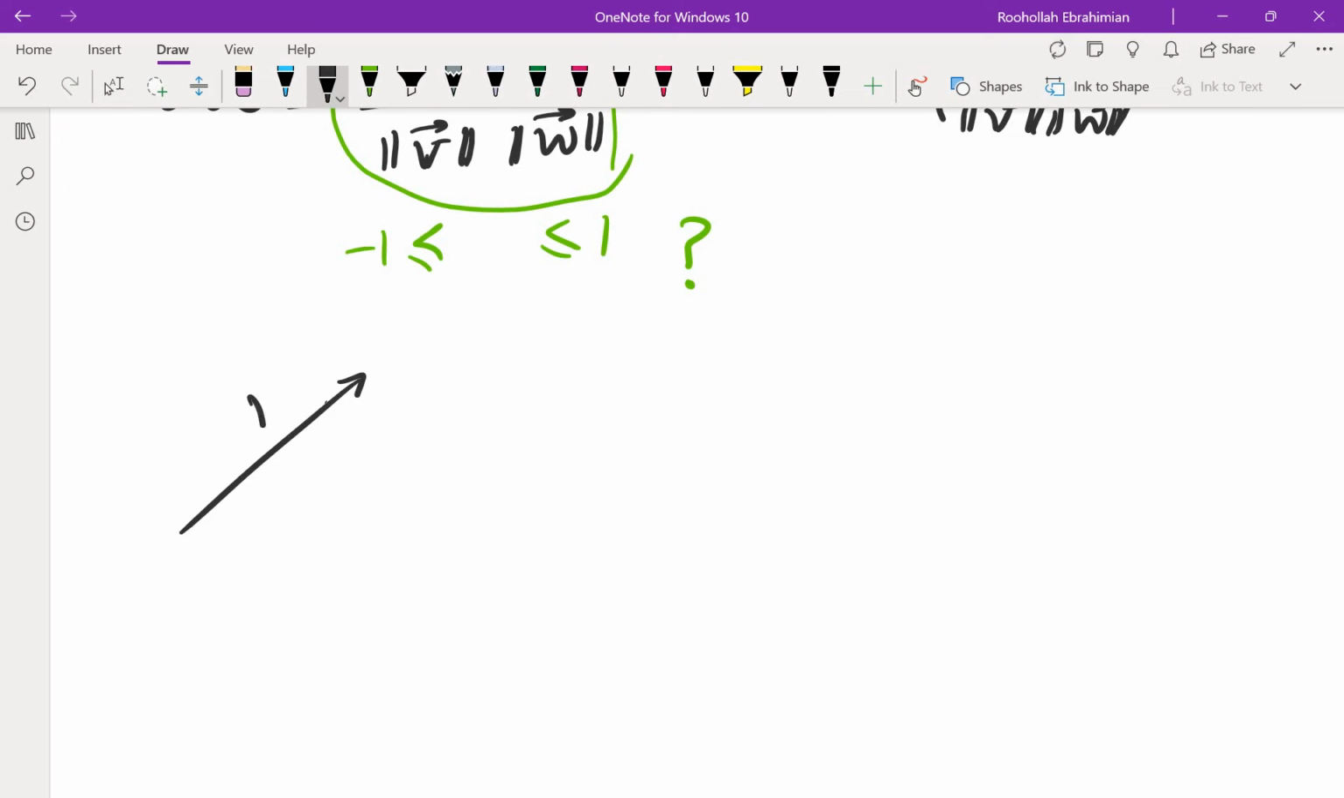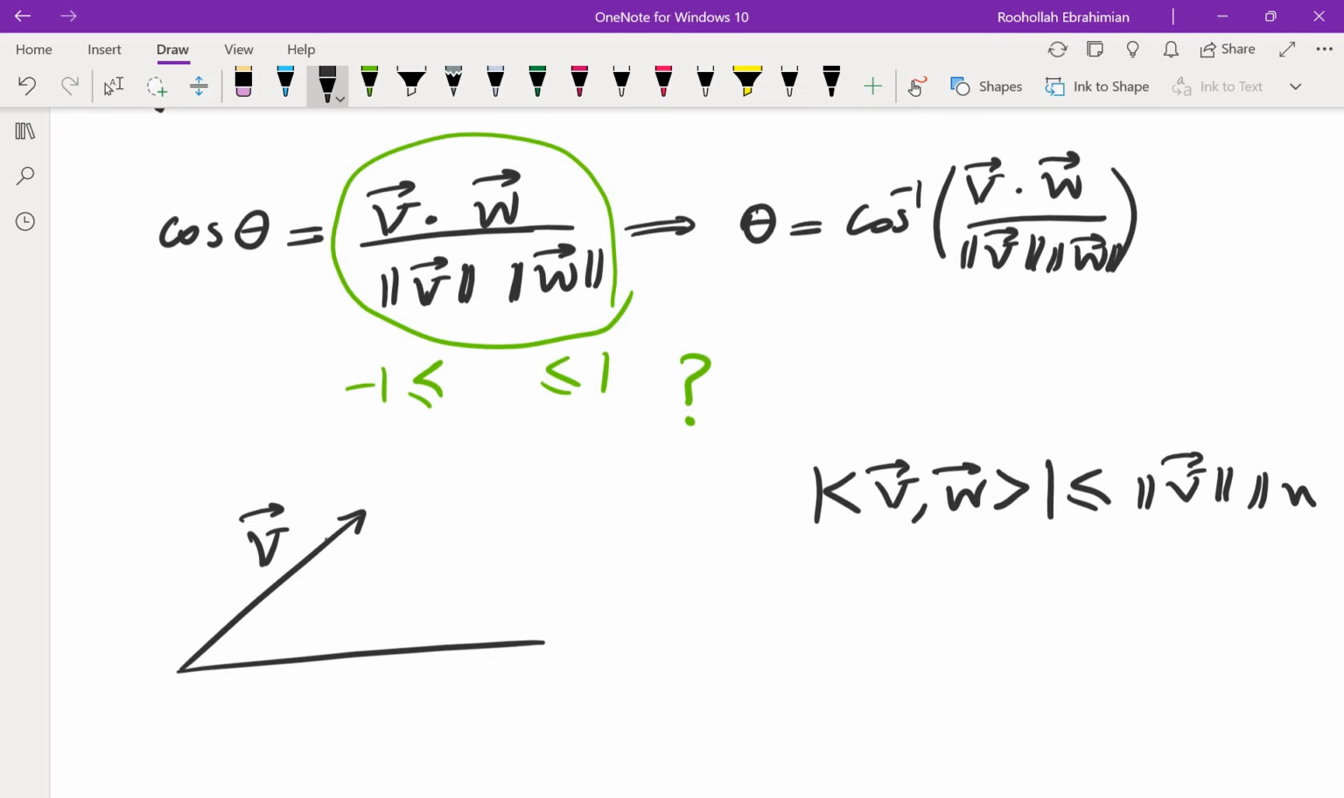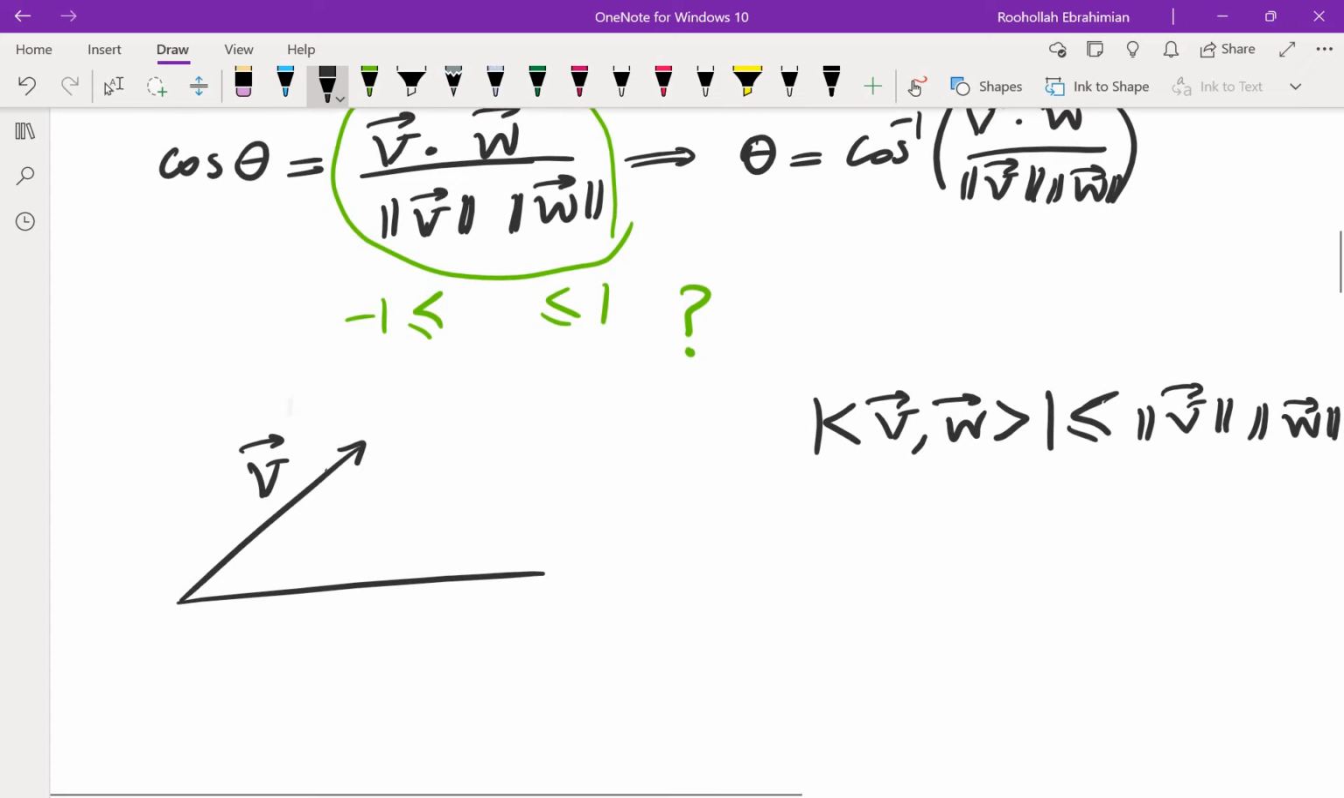So let's look at the vector V. What is the quantity that we're trying to prove? What is the inequality that we're trying to prove? We are trying to prove in general, and this is just for the particular case of the dot product, but in general what we're trying to do is to show that this is, in absolute value, less than or equal to the product of the lengths of V and W. So this is the inequality that we are trying to prove. If we can prove this inequality, it means the fraction that I have here boxed in green is between -1 and 1, which means we can take the cosine inverse, and therefore we can define the angle between two vectors.